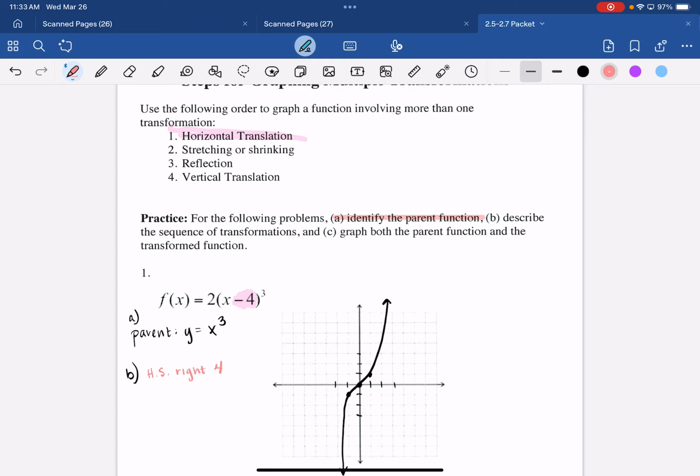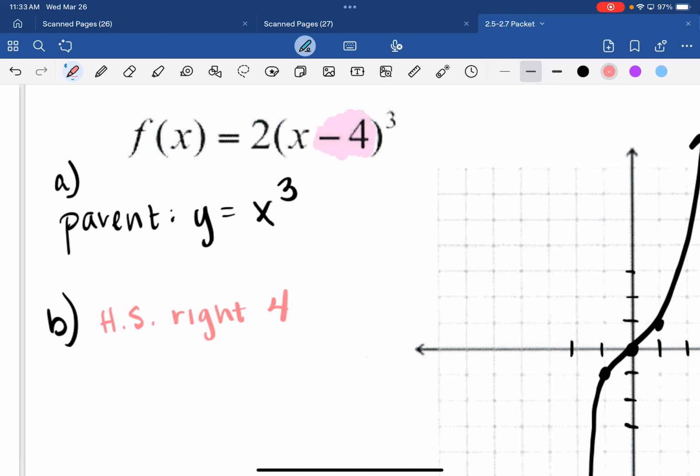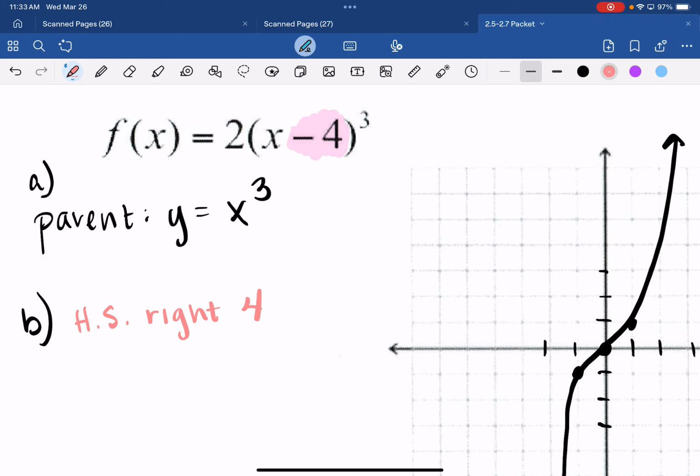Number 2, I've got stretching or shrinking. Do I see a stretch or a shrink? Yeah, I do. What tells me that that's happening? The 2 out front. Now it's a number bigger than 1, so what is it, a stretch or a shrink? A stretch. And I should specify: I'm going to say a vertical stretch by 2, because we do have horizontal stretches that might happen, so we have to specify.